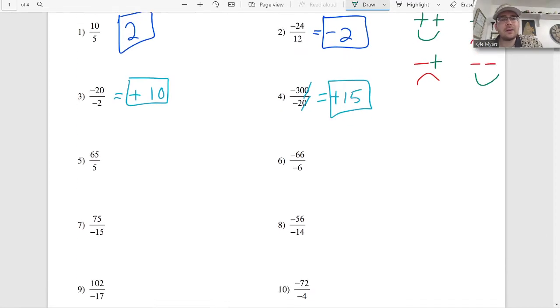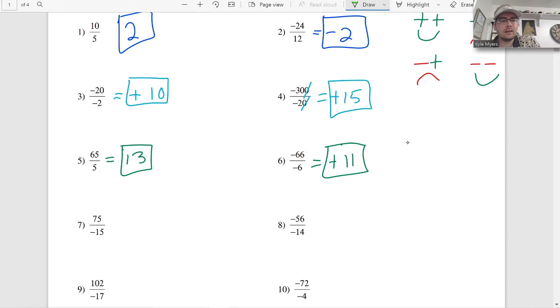65 divided by 5. I don't have to worry about the sign here because they're both positive. So I just divide. And that should be 13. Okay. Here, a negative and a negative make a positive. 66 divided by 6 is 11. All right. And I can either put the box around the plus 11 or just the 11. It wouldn't really matter. If you don't put a sign, you assume it's positive.